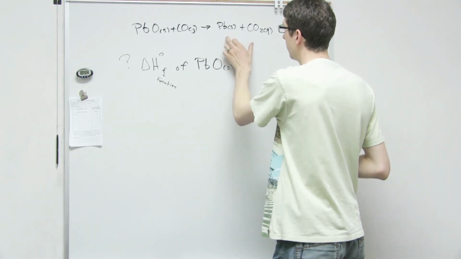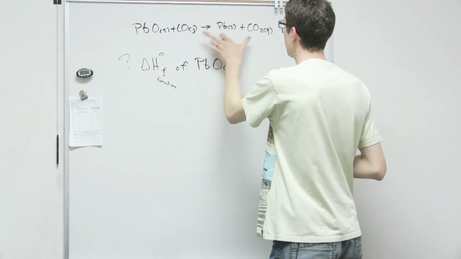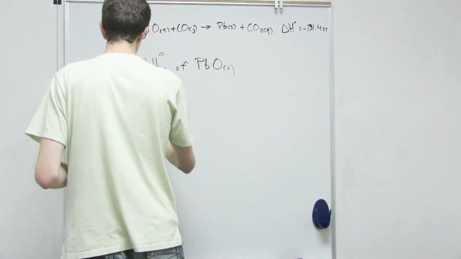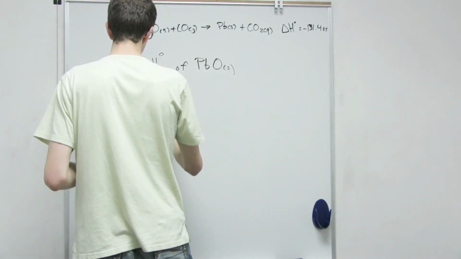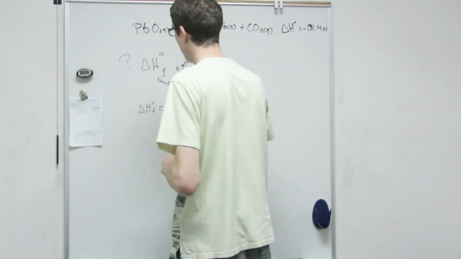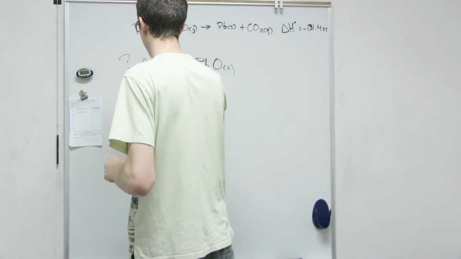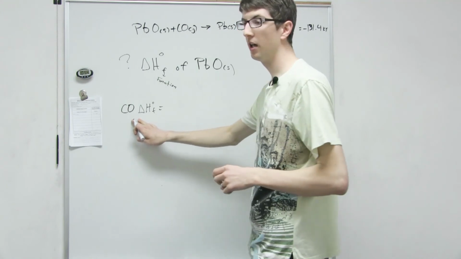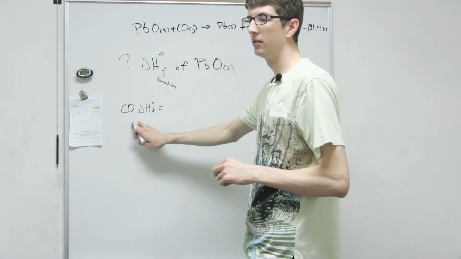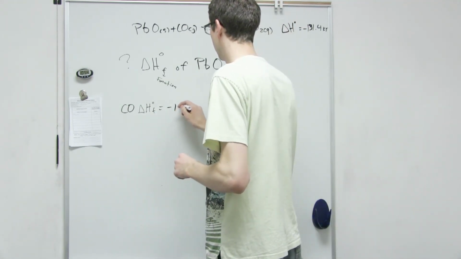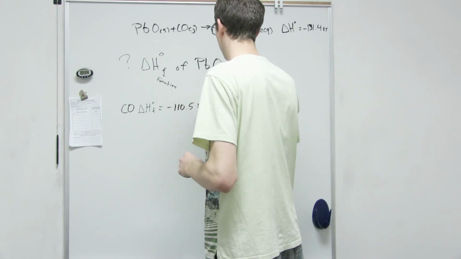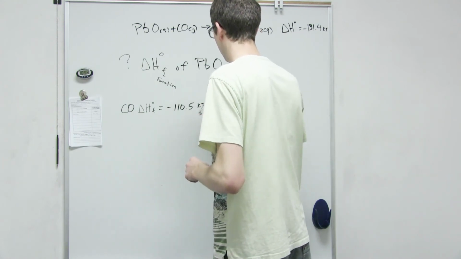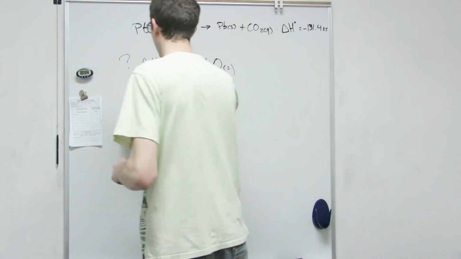We have this and this. Okay, so let's write that down. We have the delta H of formation for CO, which is carbon monoxide, not carbon dioxide. And that's negative 110.5 kilojoules. Good. And then the carbon dioxide.